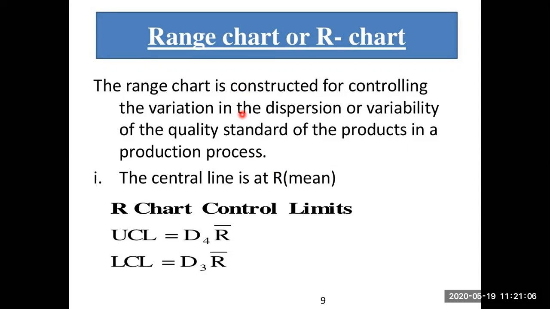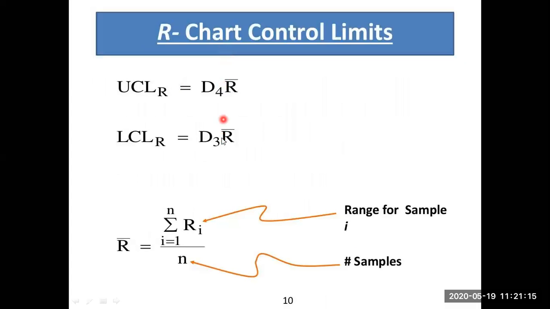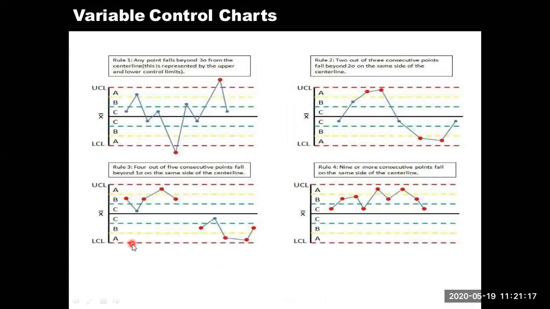Next one, range chart. For range chart, D4 R bar and D3 R bar formulas are there. Central line is nothing but R bar. So D4 R bar, D3 R bar, and central line is R bar. So when a point is outside the control limits, that means this is upper control line, this is lower control line. This point is above the upper control line. This point is below the lower control line. That means these two samples are out of process control.